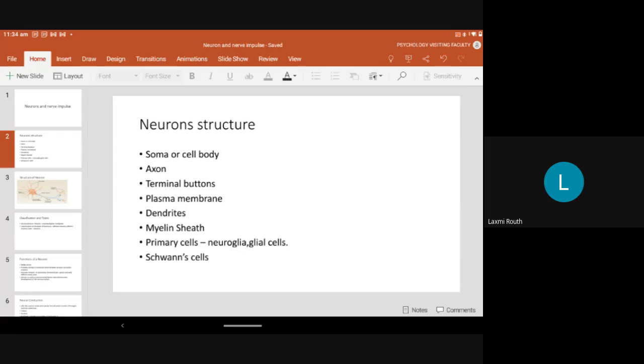Now, there is another important part, that is the nodes of Ranvier. What is that? Mainly, the myelin protects the axons. It is a membrane-like substance, and such nerves are also known as myelinated fibers, and there are certain gaps between them. Okay, so these gaps are known as the nodes of Ranvier.